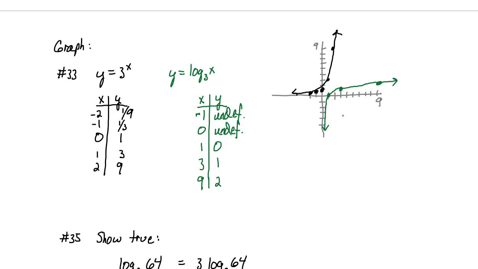In black ink is an exponential function with base 3. In green ink is a logarithm function with base 3. These are inverses of each other, and we have confirmation because if we draw that diagonal line, these are mirror images of each other.